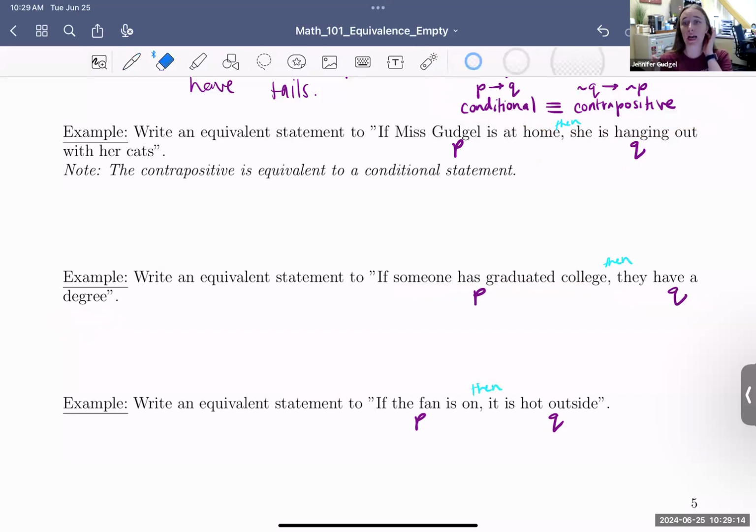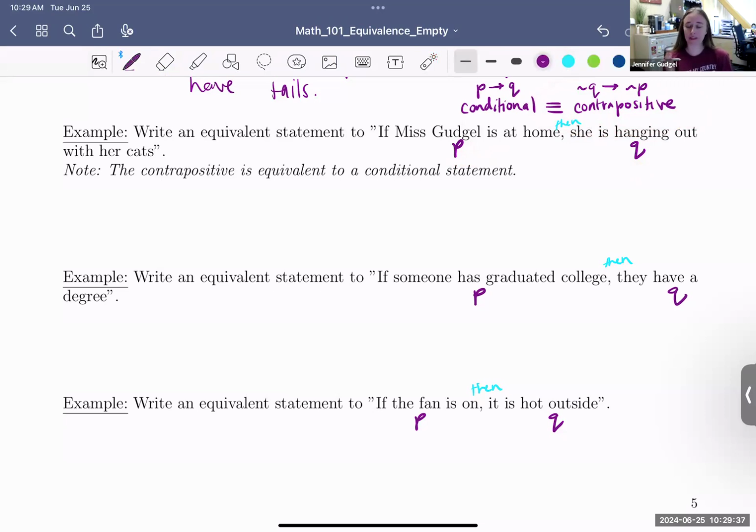If Miss Gudgel is at home, then she is hanging out with her cats. So an equivalent statement to that is not Q implies not P. It's the negation of each of them. So we're going to have to insert the word not or take it out if it's already there. And then we're going to have to switch the order.